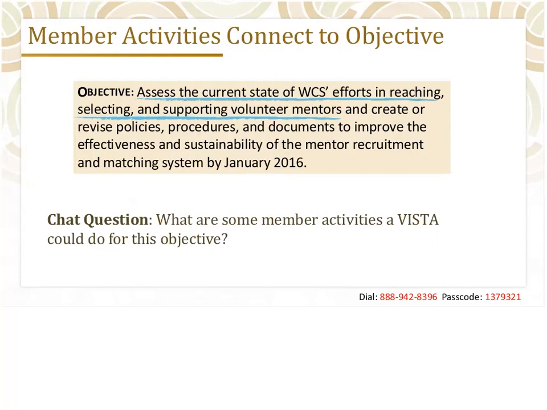Let's go to the next slide, where we're actually going to give you a chance to write out, just as a practice, some member activities that a VISTA could do. We're again using our sample VAD organization. And here they're saying that they're going to assess the current state of the WCS's efforts in reaching, selecting, and supporting volunteer mentors. Looking just at that component of it, what would be some member activities that a VISTA could do for this objective? I'm going to ask you to go ahead and jot down some answers in the chat section so that we can work from that. Give us some ideas of what kind of member activities you think a VISTA could do.